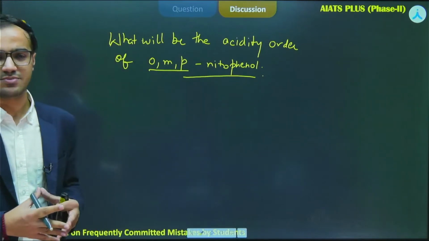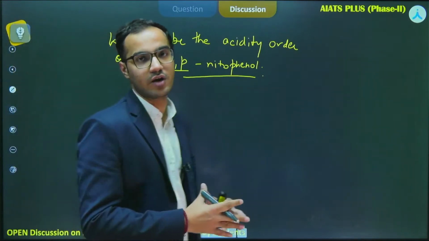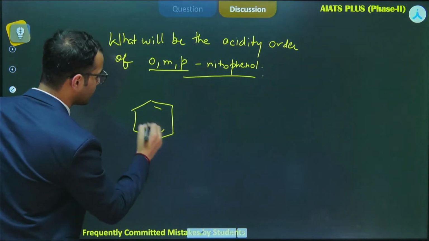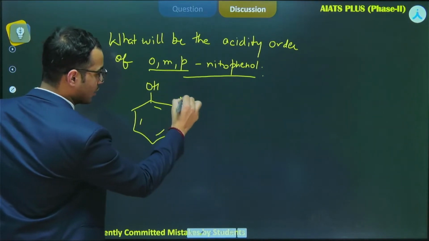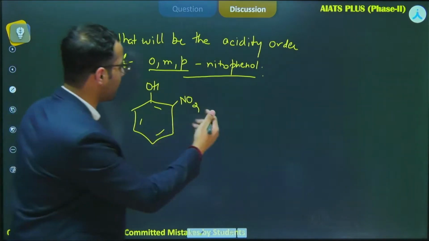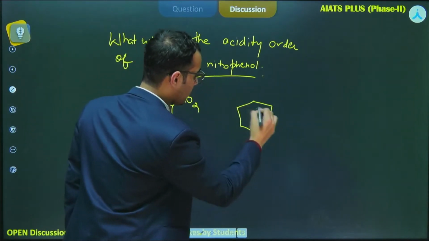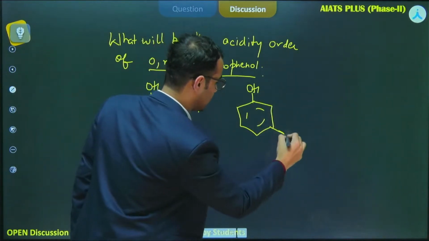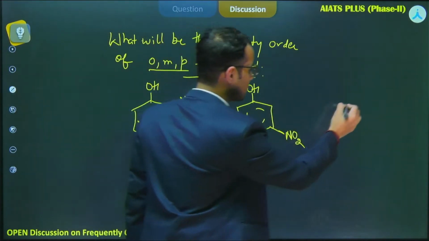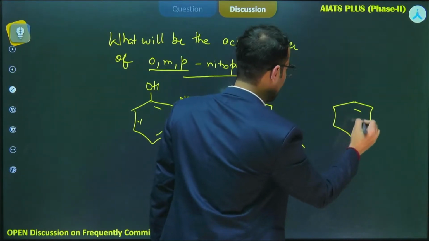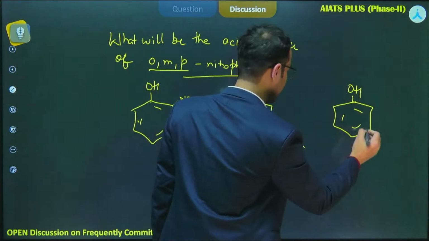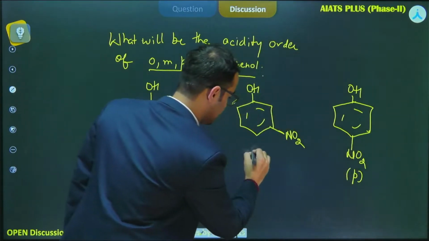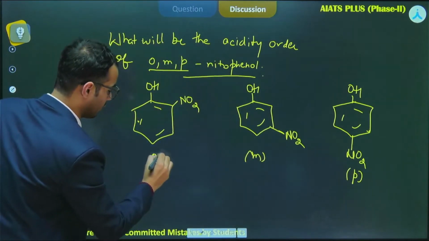Okay, let us make some structures to clarify it. What is the acidity order? Let us say you have ortho nitrophenol. It means OH is here and NO2 is here. And for the meta, this is OH. We all know this position is the meta position. This is NO2. We can write it like this, and this is para. This is para, this is meta, and this is ortho.